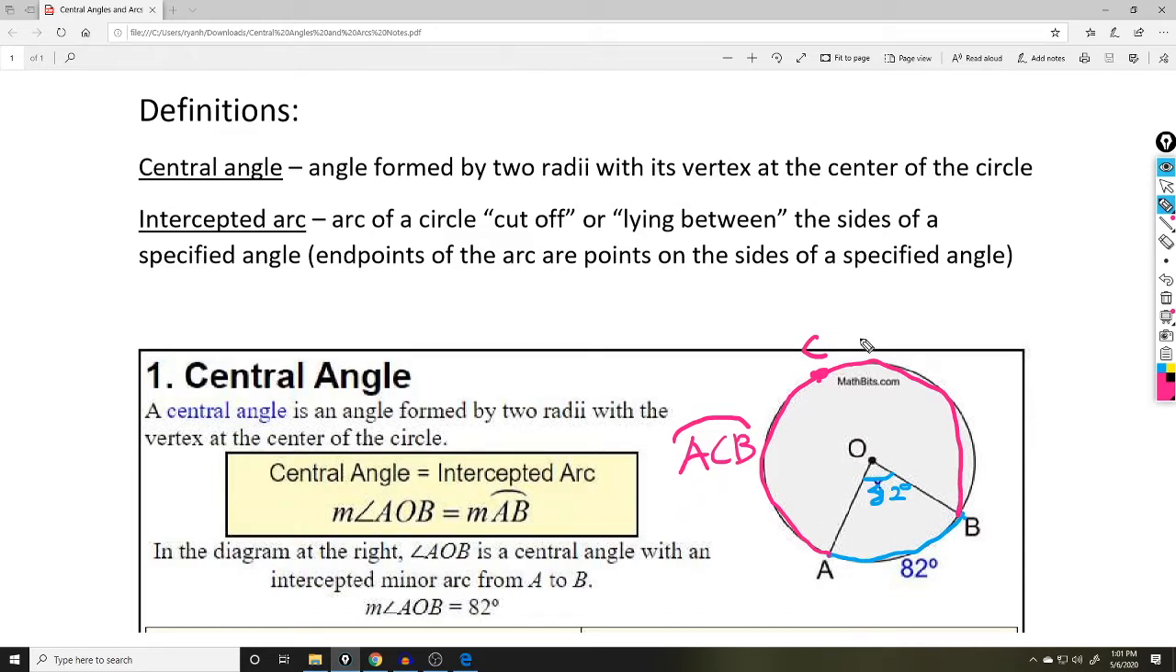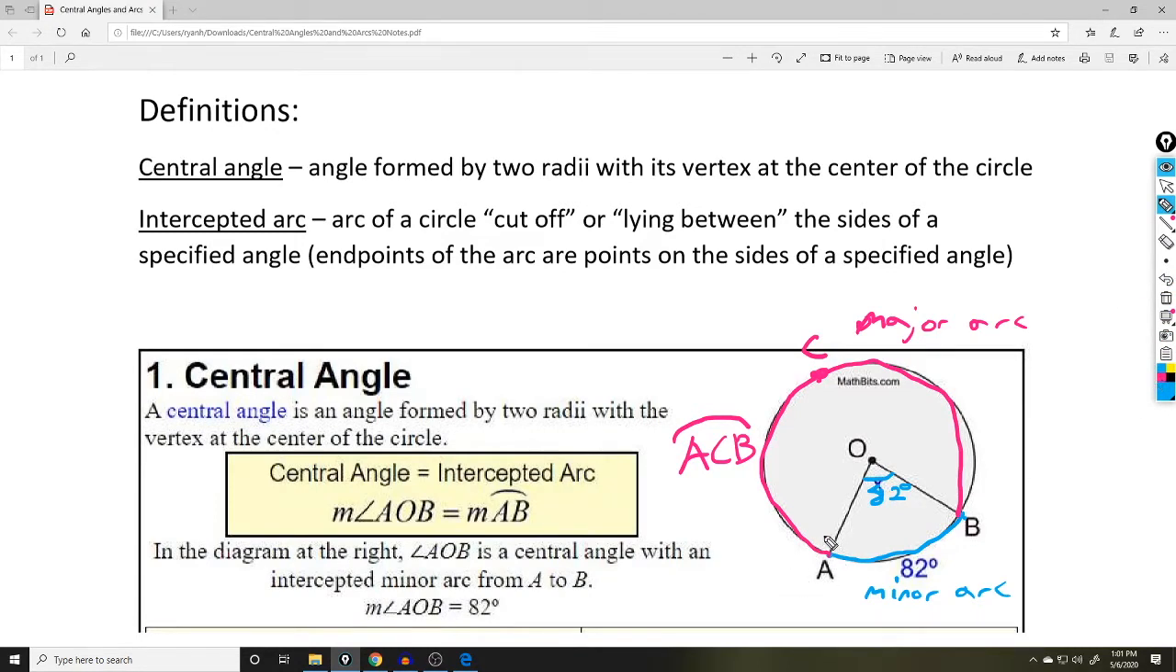And this arc here, the larger arc that has to go the longer way around the circle, is called a major arc. And the smaller arc that only has to go the shortest distance that would connect A to B is called the minor arc. So that's a little bit of vocab and notation. And again, the angle and the arc for a central angle are going to measure the same.